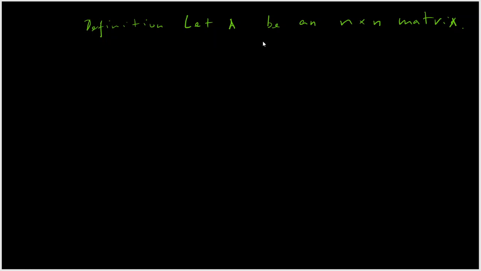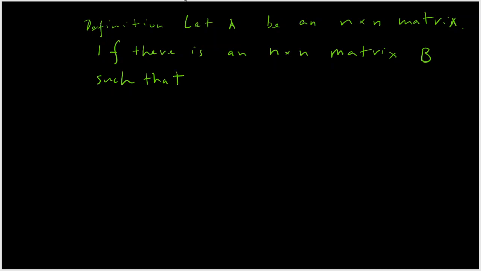I'm starting with one matrix actually. Okay. If there is an n by n matrix B, by that we mean if you can find a matrix B satisfying the condition that we just say, such that two conditions. I'm going to write two conditions here.